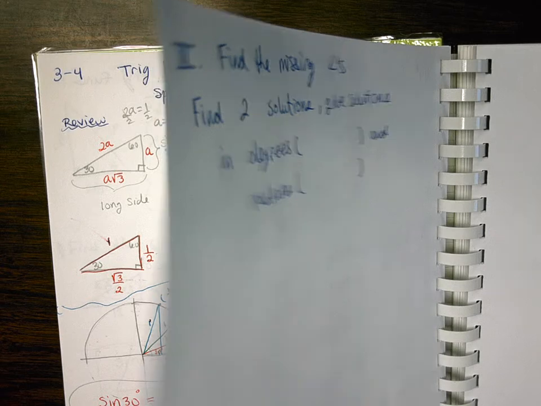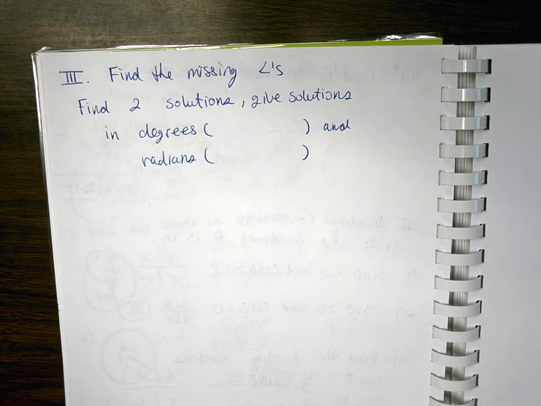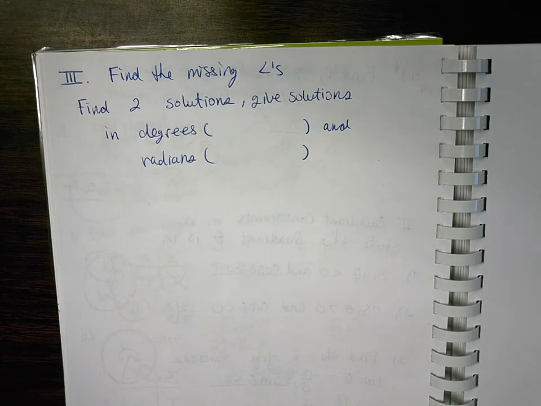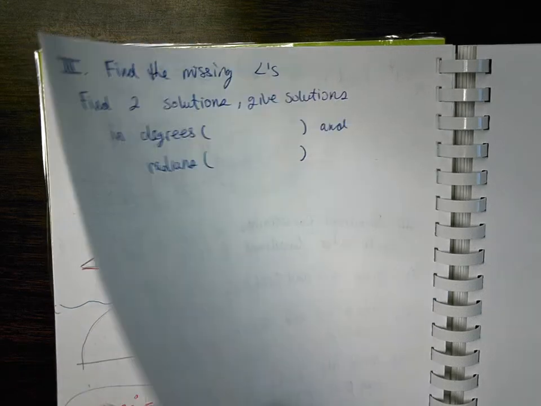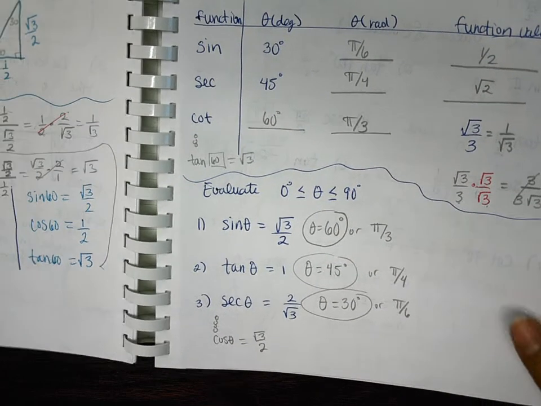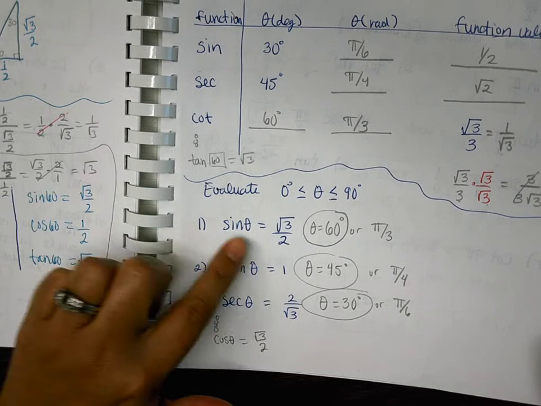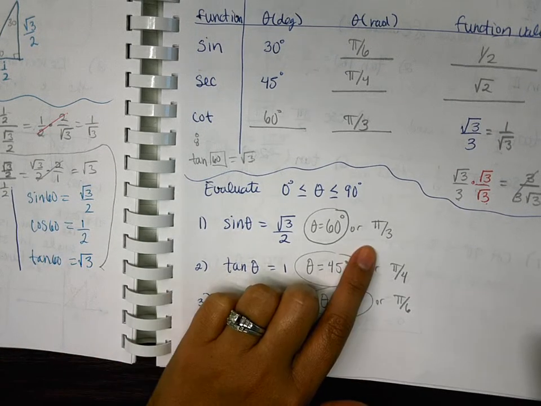Everybody have that down? I'm going to flip the page really quick. If you don't have it down, it's okay. I'm going to put it back. Do you remember when we did these? This was the 26th. Sine of what angle is root 3 over 2, and we got pi over 3, or 60 degrees. Do you guys remember when we did this?